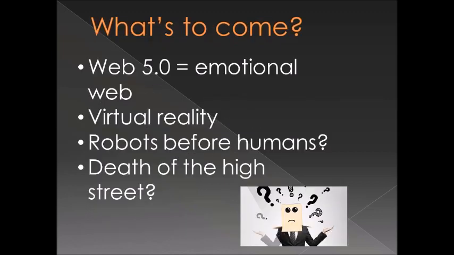So, what's to come? Web 5.0 is likely to be about the emotional interaction between users and computers. The web currently does not value the user's emotion. This is set to change with Web 5.0. Virtual reality is also likely to become a more common feature of the web.